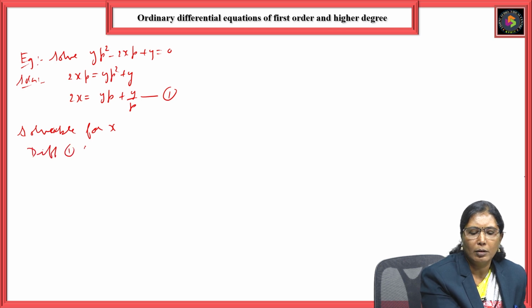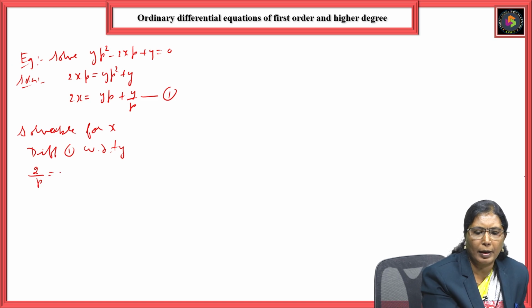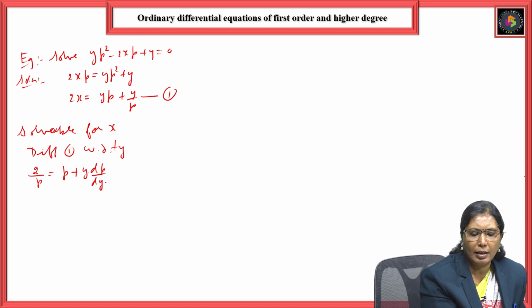Differentiating 1 with respect to y, what do you get? 2 dx/dy is nothing but 1/p. 2/p is equal to, you can apply the uv rule to y and p: p plus y into dp/dy, plus, differentiating y and 1/p, again the uv rule, 1/p minus y/p² dp/dy. Now here, one term gets cancelled.